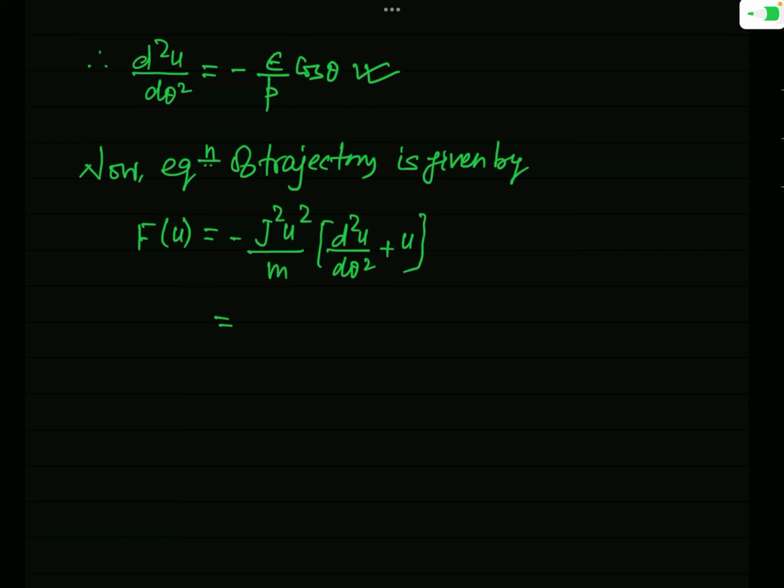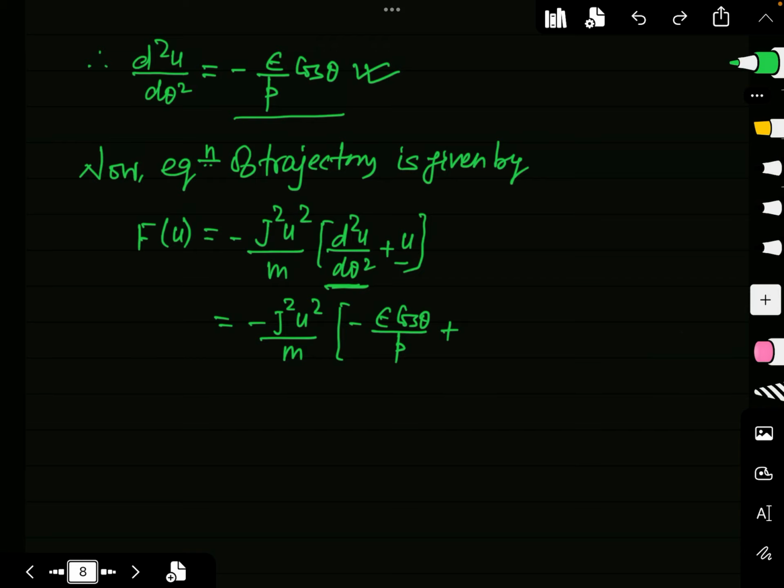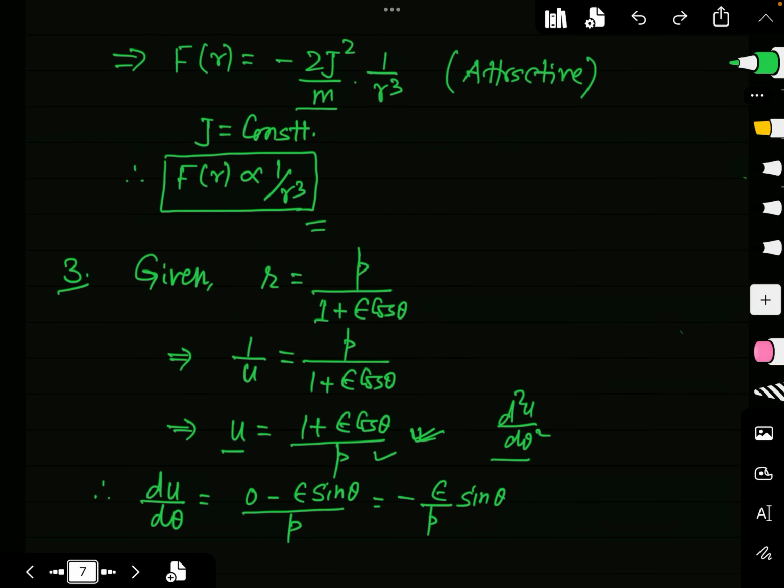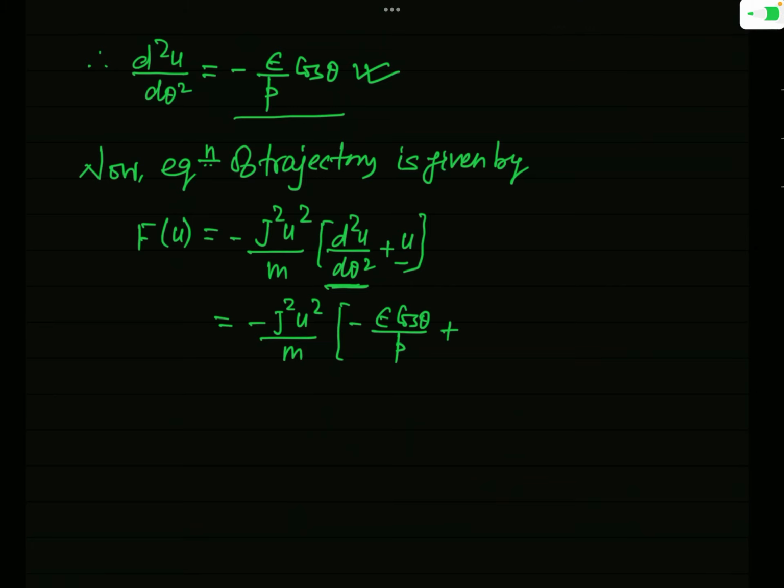Now let us substitute the value of d2u/dθ² and u in this equation, which you have obtained earlier. So this is minus j² u² over m, and you can see d2u/dθ² is equal to this much, minus ε cos θ over p, and plus u. What is u? You can see here, u is equal to 1 plus ε cos θ over p. So put this value of u here: 1 plus ε cos θ over p.